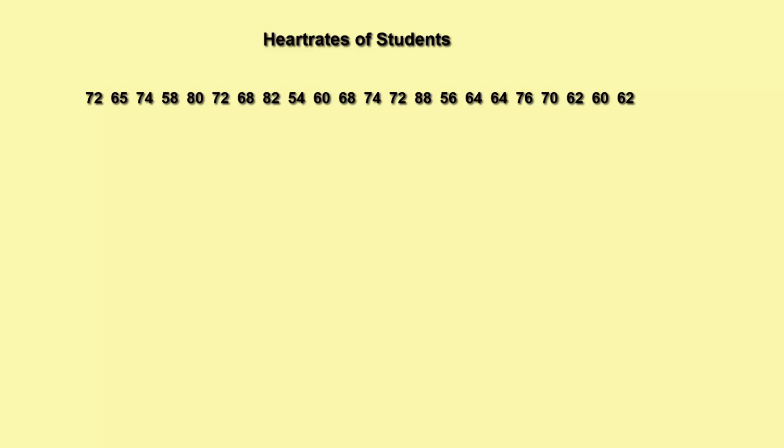Using the heart rate data from the earlier video, we can take the data, which may be in a string, a row, a column, and set up a stem plot with the appropriate stems. Since our data goes from a minimum of 54 to a maximum of 88, we could make 4 stems. We then go through the data one score at a time and place it in the stem plot.